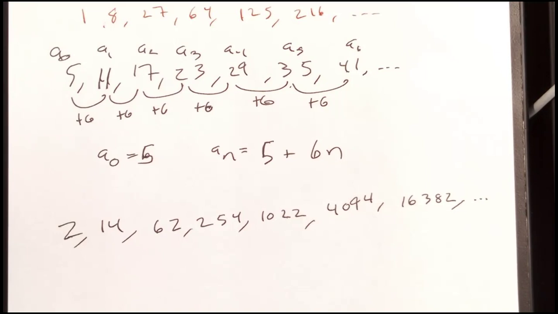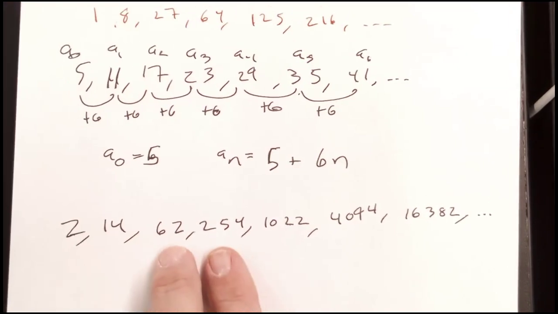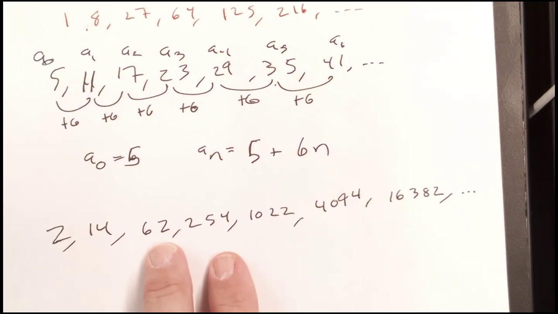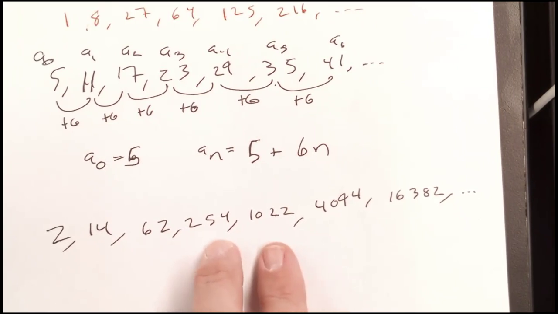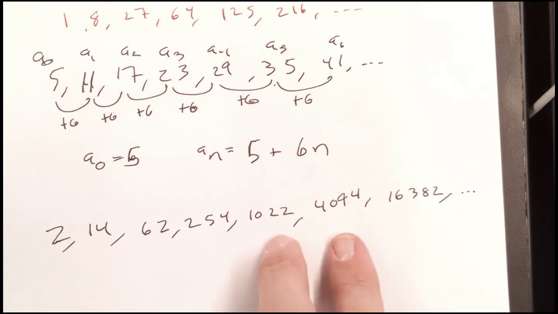what's 62 divided by 14? What's the ratio between those two? Grab your calculators, divide. What's 254 over 62? 1022 divided by 254. 4.02. These are getting closer to 4. So maybe this is related to multiplying by 4, even if it isn't exactly multiplying by 4.